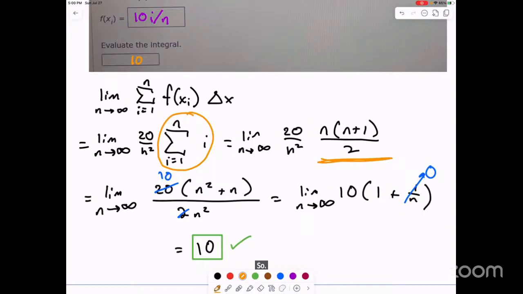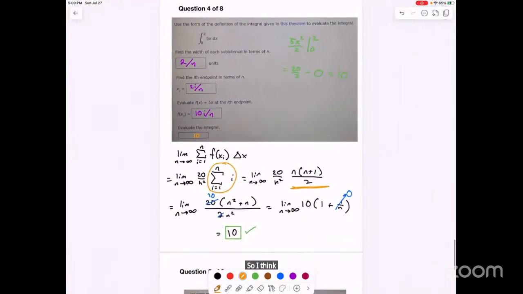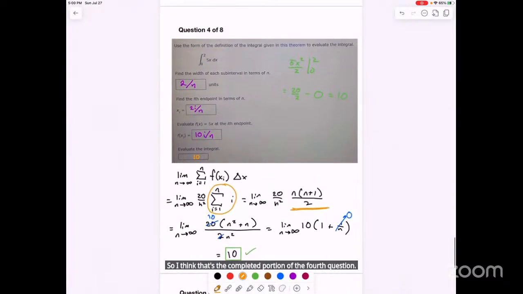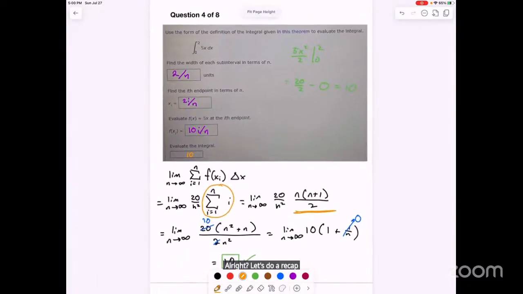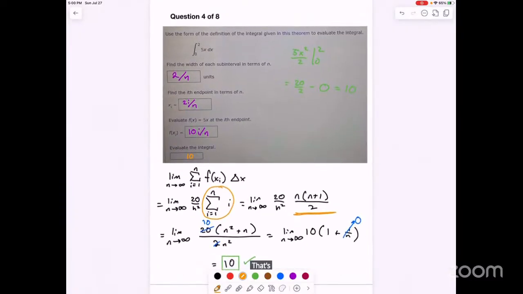So I don't think the previous one asked us to evaluate, right? So I think that's the completed portion of the fourth question, all right? Let's do a recap. I kind of want to do a recap on that, just real quick. We'll do a quick highlight, quick recap before we move on to question 5, right?